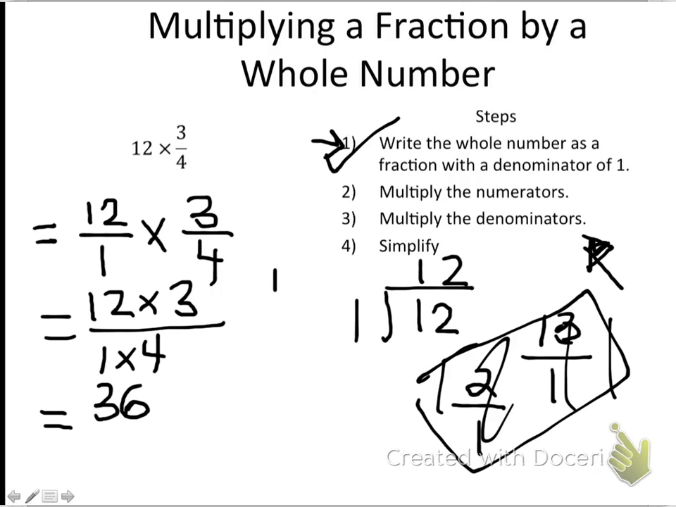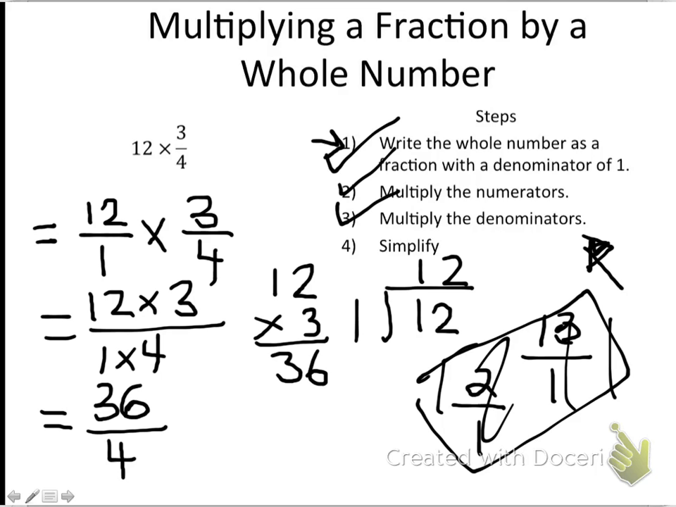If you can't do that in your head, don't worry, just do it on the side. 12 times 3: 3 times 2 is 6, 3 times 1 is 3. Over 1 times 4, which is 4. So I've done multiplying the numerators and multiplying the denominators. Now I have my last step, which is to simplify.